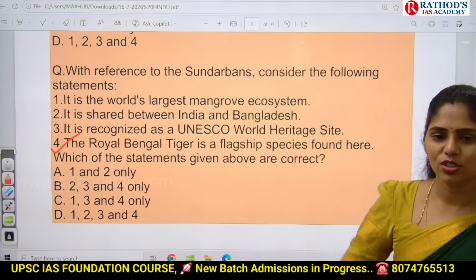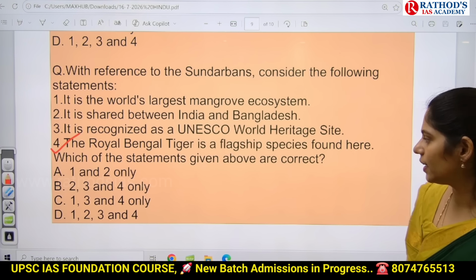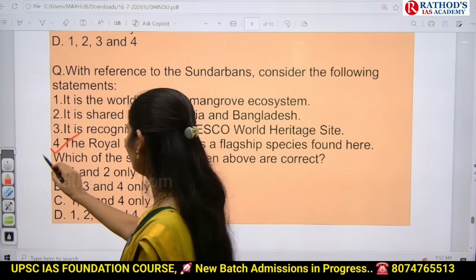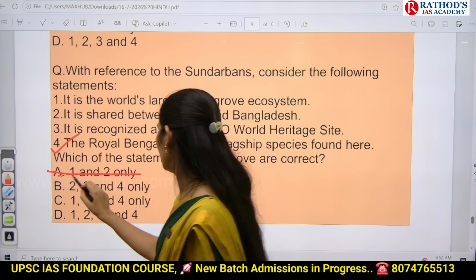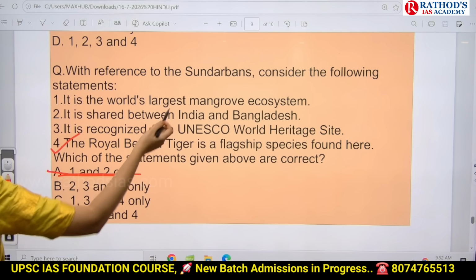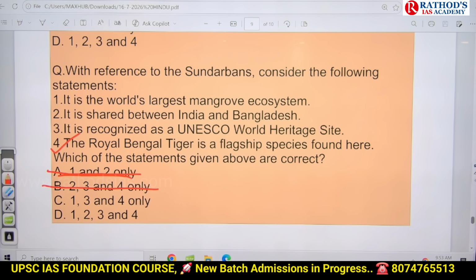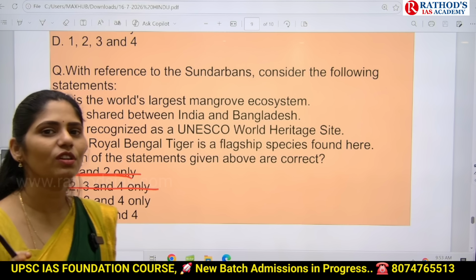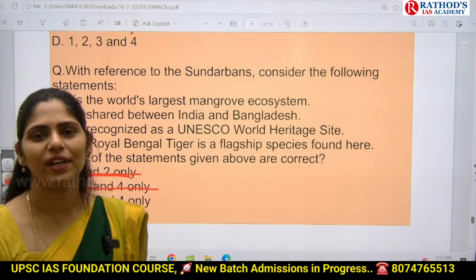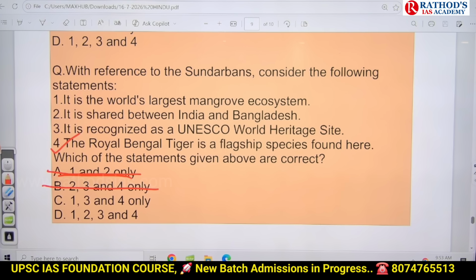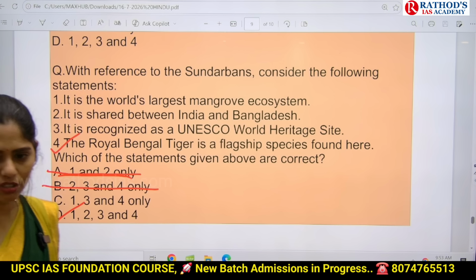So here Sundarbans is famous for the Royal Bengal tiger. Option 4 will be there in your option. And see the next one, world's largest mangrove ecosystem. Yes, that means one should be there. And you came up with this 50-50. If you come up with this 50-50 also, your chance of clearing prelims will be more, guys. In that way, try to eliminate options. And this one, it is shared between India and Bangladesh. Yes. So the answer will be D, 1, 2, 3 and 4.